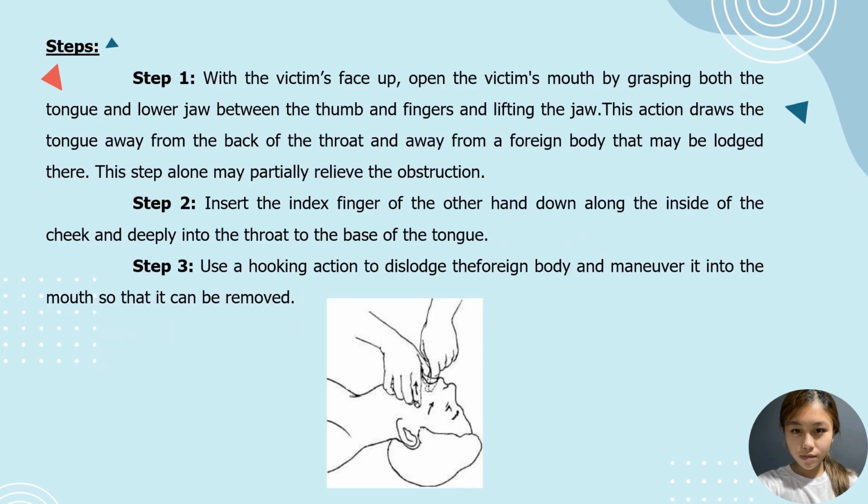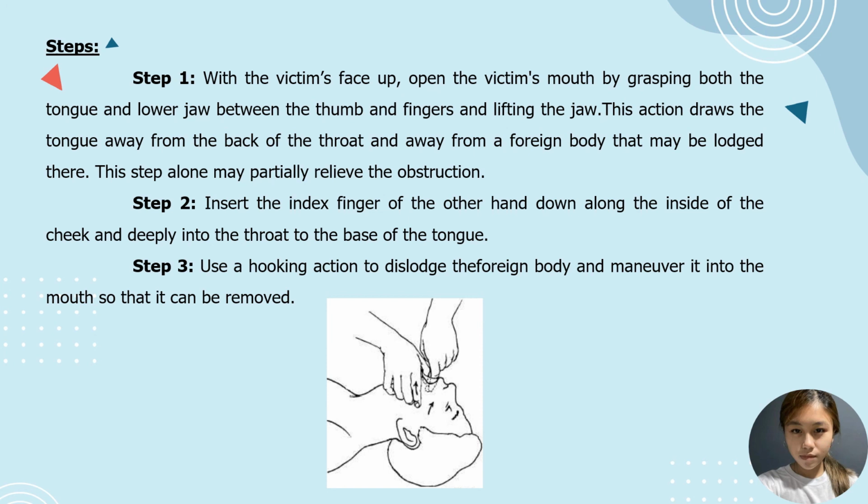For its steps, step 1, with the victim's face up, open the victim's mouth by grasping both the tongue and lower jaw between the thumb and fingers and lifting the jaw. This action draws the tongue away from the back of the throat and away from a foreign body that may be lodged there. This step alone may partially relieve the obstruction.